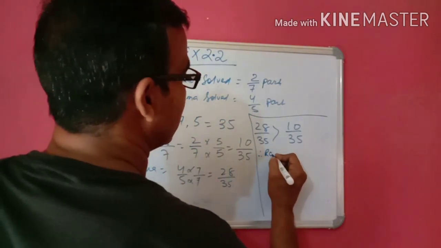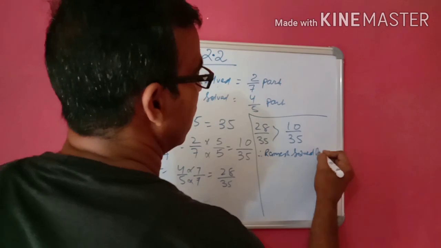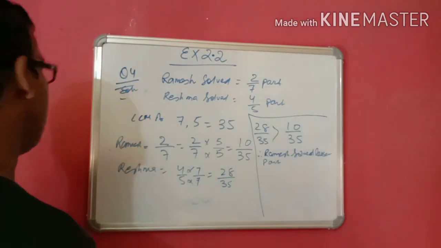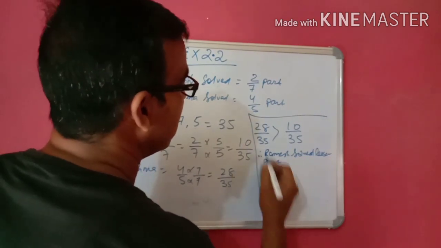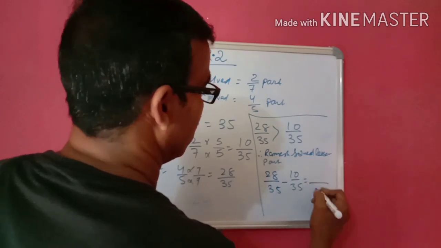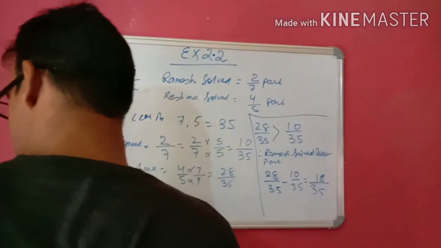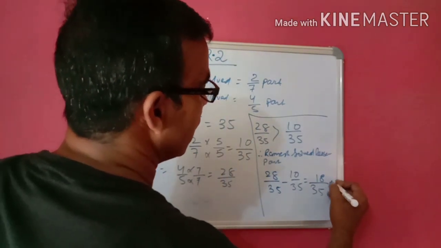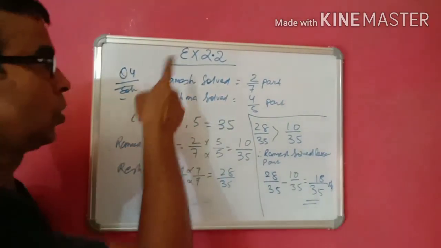Therefore Ramesh solved lesser part. By how much? You have to subtract it. Subtract means 28 by 35 minus 10 by 35, which is 18 by 35 part. This is your required answer. Write down. After that we will go for 2.3.